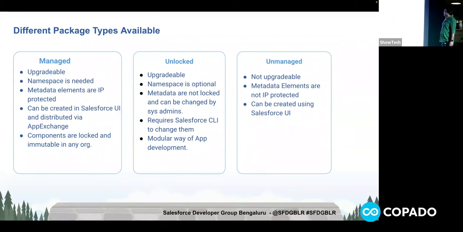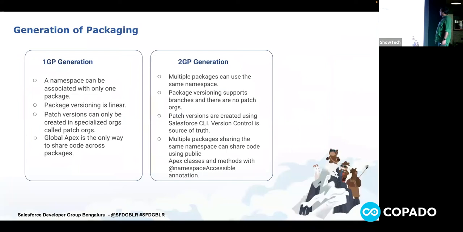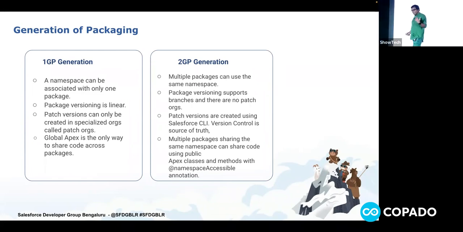And if you want to understand it in a very broader manner, it will be that unlocked does everything apart from App Exchange publishing. So that's one thing. Let's move on to generation of packaging. This is not about how Salesforce internally implements it; it is what generation is. People who are in ISV products might be aware of it, but 1GP is the older version from where we started.